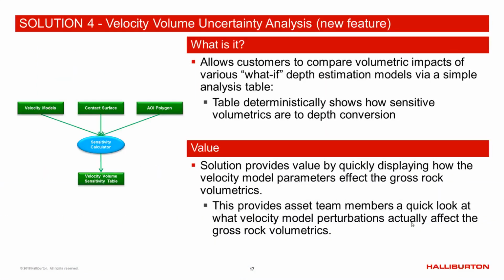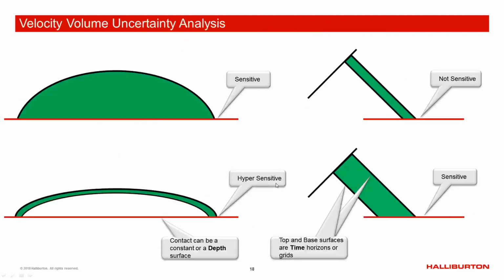Okay. The next feature that we added is velocity volume uncertainty analysis. Again, it's very similar to the well pick uncertainty analysis, where we look at a whole bunch of different velocity models and see how they affect well picks. But here we're looking at how my different velocity models affect the volumetrics.